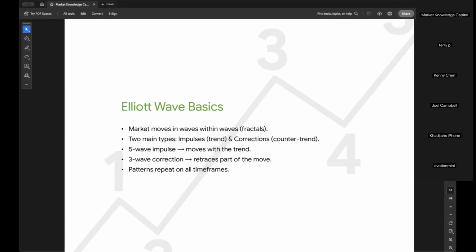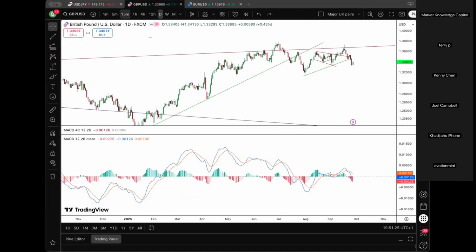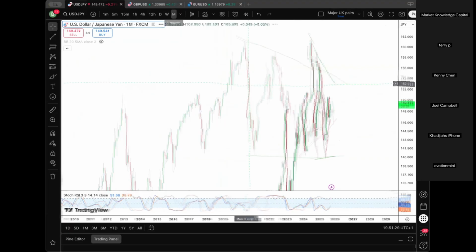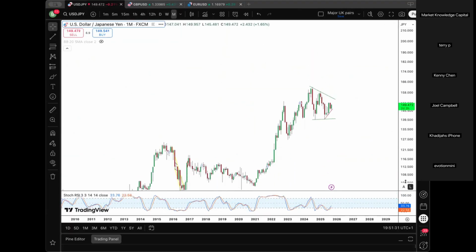The market moves within waves, right? So it moves within waves within waves. I've already shown you guys examples a week or so ago. We know that if you go on the daily time frame, I keep talking, but I think it's always best to put up a chart just so it makes more sense for all of you guys watching. So we have waves within waves.